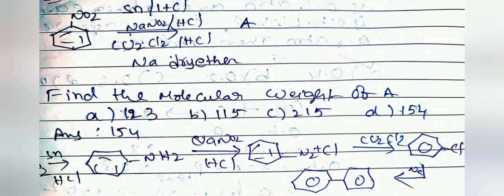In the next question, when the nitrobenzene undergoes Sn/HCl reduction, NaNO2/HCl, Cu2Cl2 and Na in dry ether, a series of reagents they have given. Anyhow, finally we get a biphenyl with the molecular weight 154.